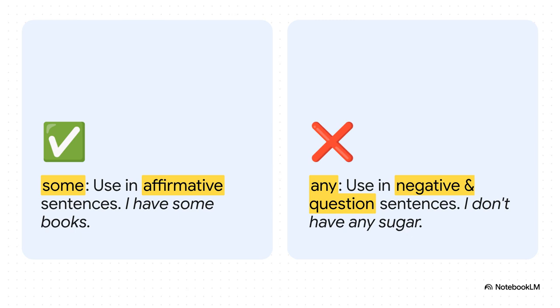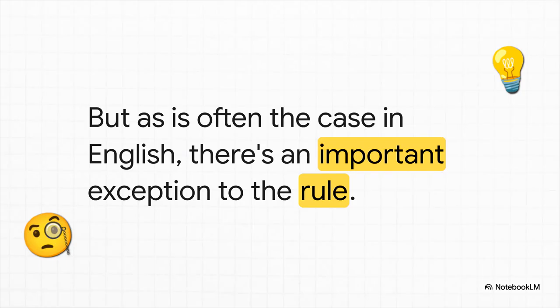All right, next up, some and any. Now, these guys are a bit different. The rule isn't about countable or uncountable. You can use them with both. Instead, it's all about the type of sentence. As a general rule, you'll use some in positive statements and any when you're making a negative statement or asking a question. But you knew there was a but coming, right? This is English, after all. There's almost always an exception to the rule, and this one is really important.